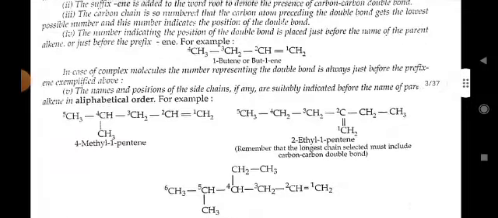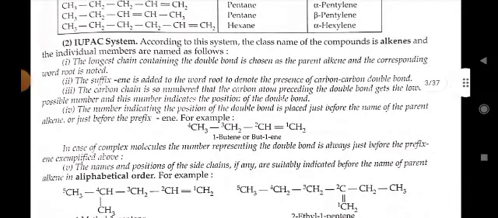IUPAC system. According to this system, the class name of the compounds is alkenes, and the individual members are named as follows. The longest chain containing the double bond is chosen as the parent alkene, and the corresponding word root is noted. The suffix "-ene" is added to the word root to denote the presence of a carbon-carbon double bond. The carbon chain is so numbered that the carbon atom preceding the double bond gets the lowest possible number, and this number indicates the position of the double bond.